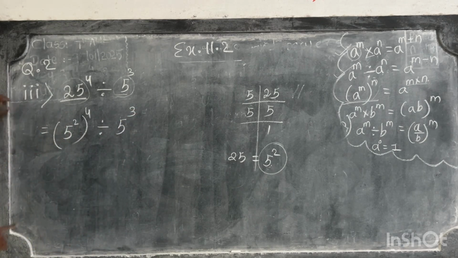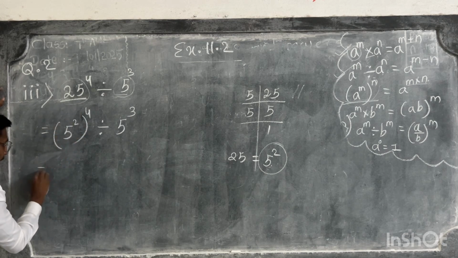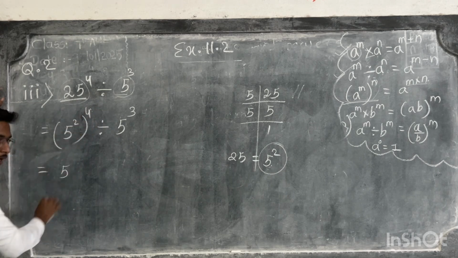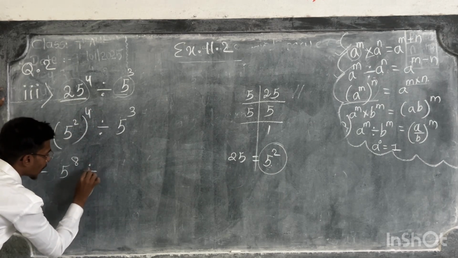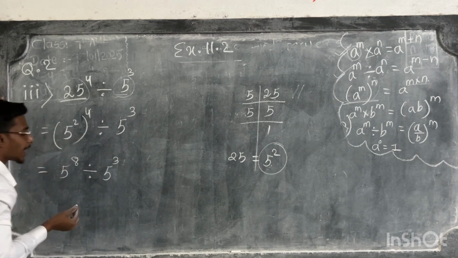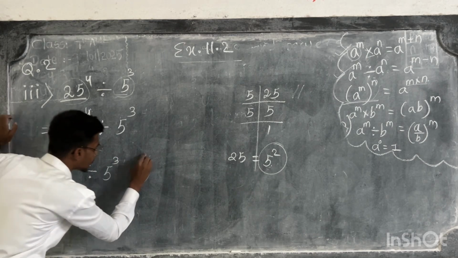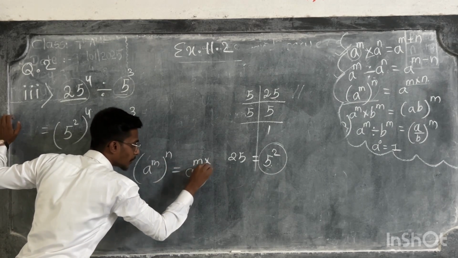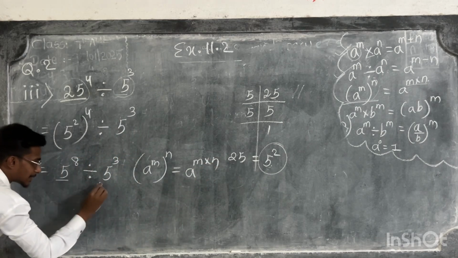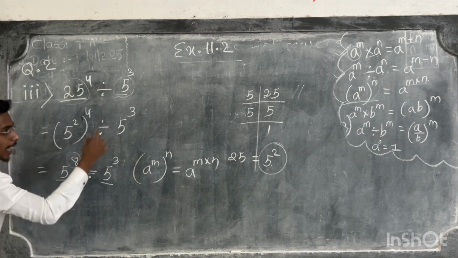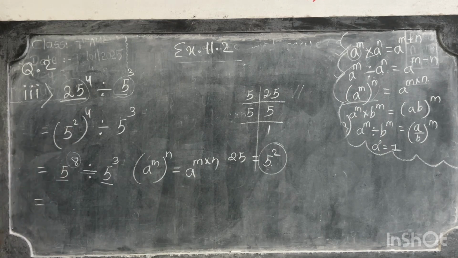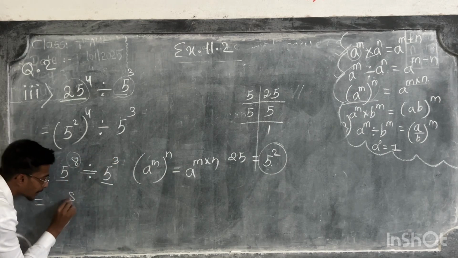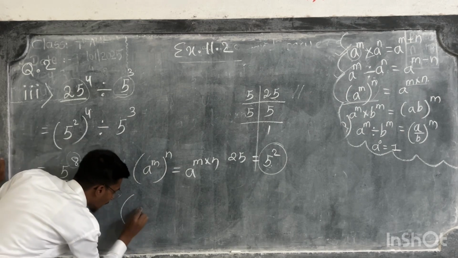Now you can see a to the power m whole power n. Apply that identity here. According to that identity, you have to multiply both the powers. 4 2s are 8 divided by 5 to the power 3. Which identity do you use here? Write in bracket: a to the power m whole power n is equal to a to the power m into n. Now you can see the base is same, power is different and both are in division. Apply the second identity. According to that identity you have to subtract the powers, that is 8 minus 3. Write in bracket which identity you use here.